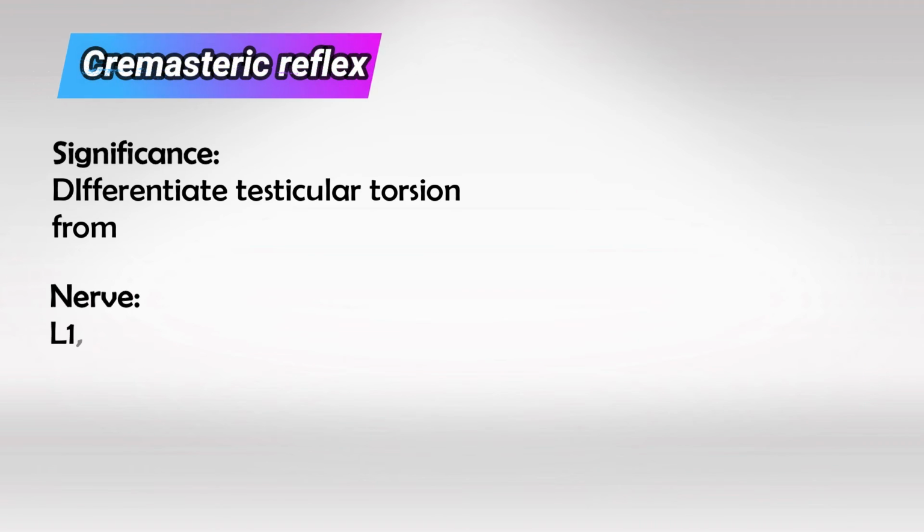The cremasteric muscle reflex is very important to differentiate between testicular torsion and scrotal skin conditions and infections. It is carried out by the L1 and L2 nerves. This is very important in the clinical practice and also in the exams.